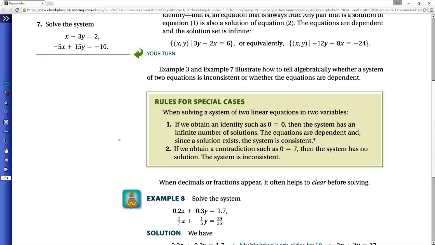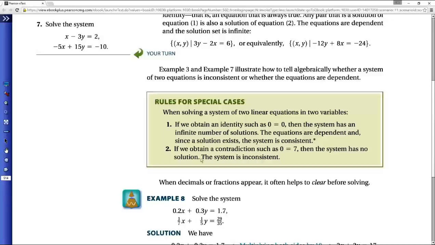So they talk about these special cases. When we solve, if we obtain an identity such as 0 is equal to 0, or the equations are identical to each other, we say these equations are dependent. In other words, they're multiples of each other. And since the solution exists, it is consistent. In other words, it has solutions. There's just an infinity of them. Remember, the definition of consistent is that they have at least one solution or more than one solution.